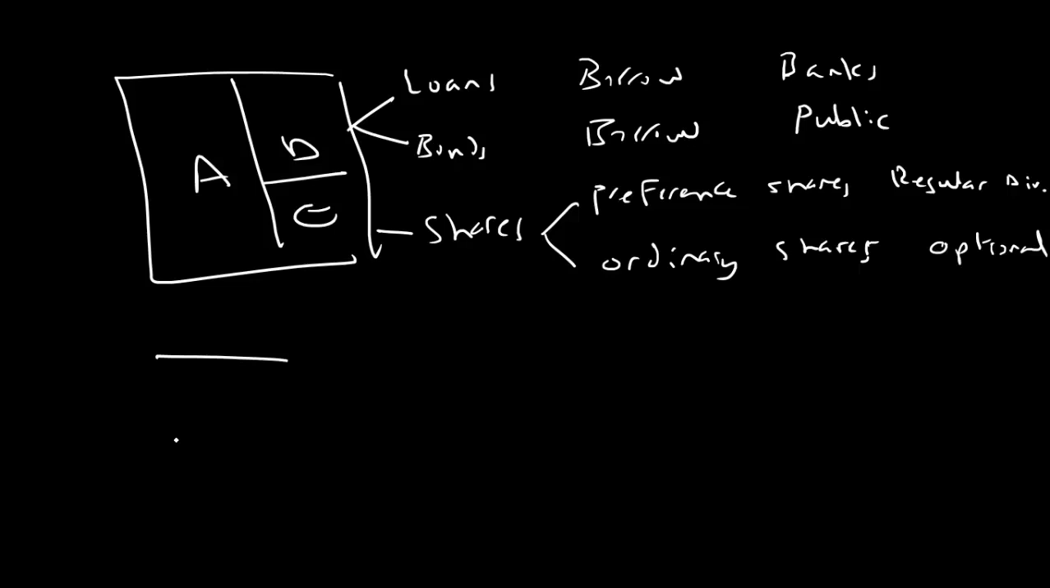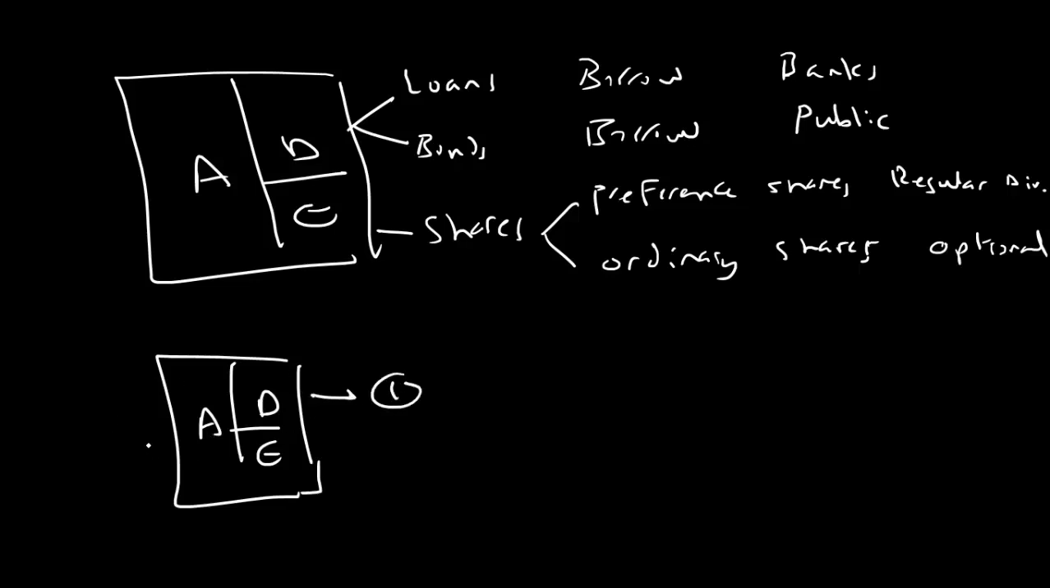So let me draw the magic box again. This is asset financed through debt and equity. In case of bankruptcy, let's assume that this company will go bankrupt. Who has a priority to get his money first? Debt holders. So if the company will go bankrupt, if the company is financially distressed, so we have to pay banks and debt holders first. And then if there is any money left, it will go to equity holders.